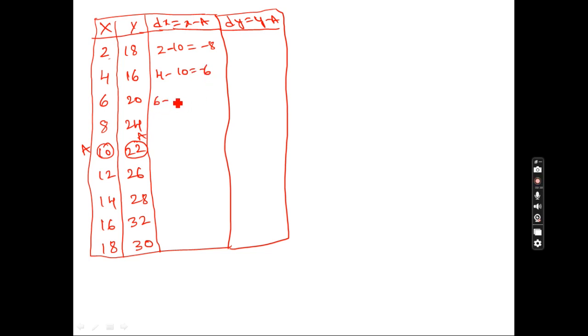Next 6 minus 10, you'll get minus 4. Next 8 minus 10, so you'll get here minus 2. So you'll get here 0, and here you'll get plus 2. So directly I'm doing it now because 12 minus 10 is equal to plus 2, and next 14 minus 10 is equal to 4, next 16 minus 10 is equal to 6.